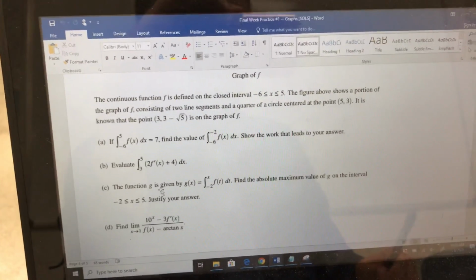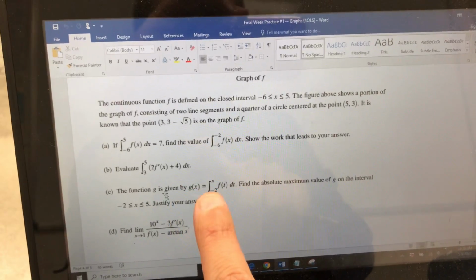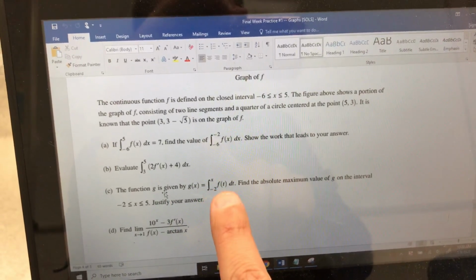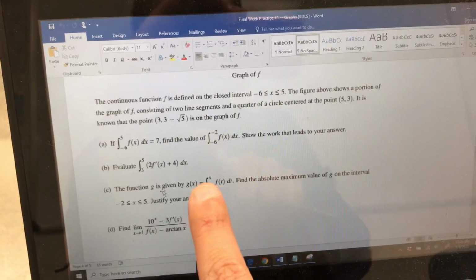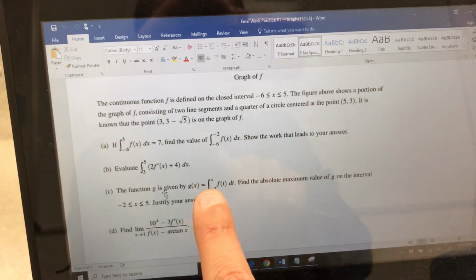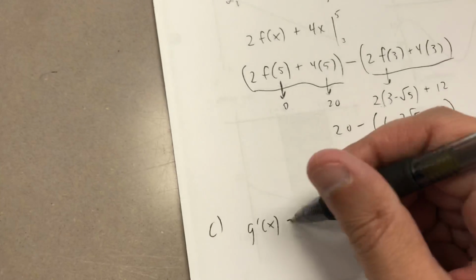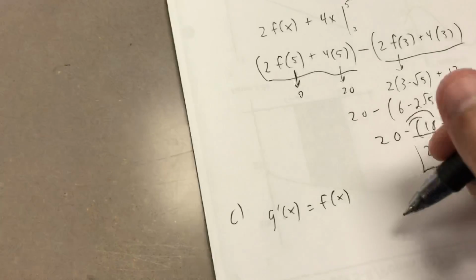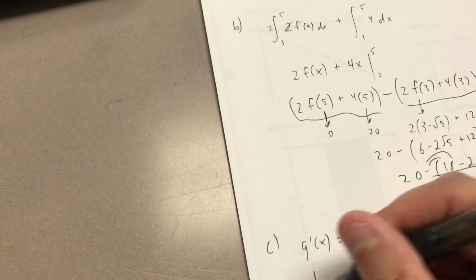Okay, so this is nice because I have an integral function here. If I take the derivative of an integral function, it's going to knock out that integral. Notice there's no inside function there. Like if that had been a 2x or something like that, we'd have to apply the chain rule here, but we don't have to. So g prime of x is just going to be the same thing as f of x.